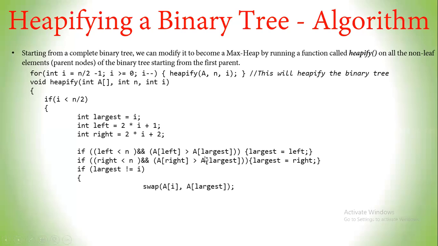Why do we swap? We swap to make this a max heap. For example, if the left child is the largest and we swap the left child with the parent node, then it will become a max heap by making the parent node largest. So this swap operation will make the parent node larger. There is no requirement of this swap operation if largest is equal to I. But if largest is not equal to I, that is, either the left child or right child is greater than the parent, then we should swap.